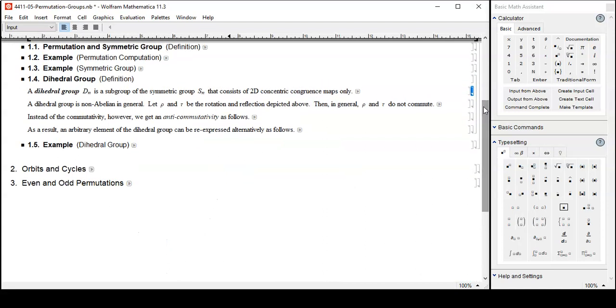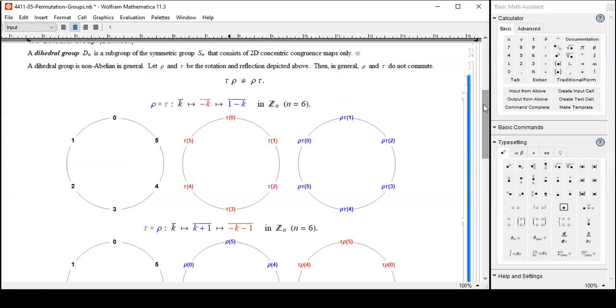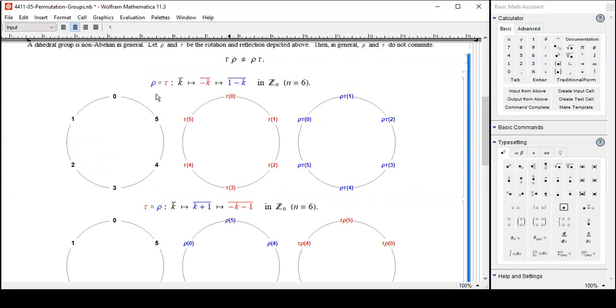A dihedral group is non-abelian in general. And here's a visualization. Tau times rho is not the same as rho times tau in general. Here we have a visualization of rho times tau. So tau first, flip first, and then rotate. So flip, so 1 goes to here, 2 goes here like that. So we have inverse orientation. And then rotate 0, 1, 2, 3, starting from 0 in previously 1's place, in the original place, and then goes around clockwise.